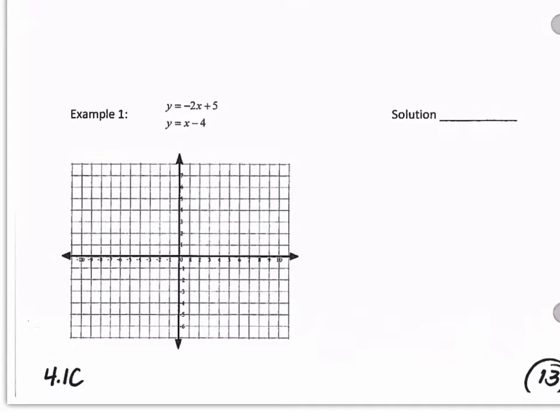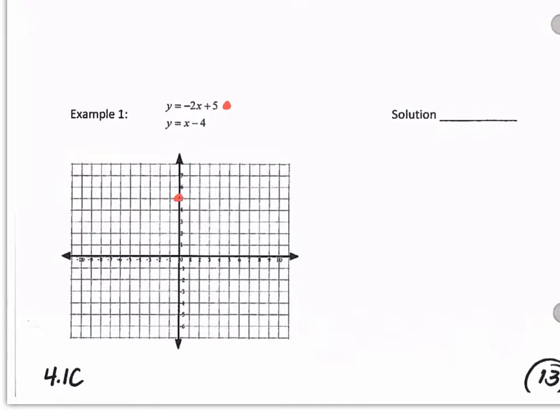The first example down at the bottom of this page is y equals negative 2x plus 5 and y equals x minus 4. Both these equations are in slope-intercept form, so I don't need to rewrite them. I can just start by graphing them. I'm going to start by graphing negative 2x plus 5. Use your first color to do that. We're going to start by graphing the y-intercept.